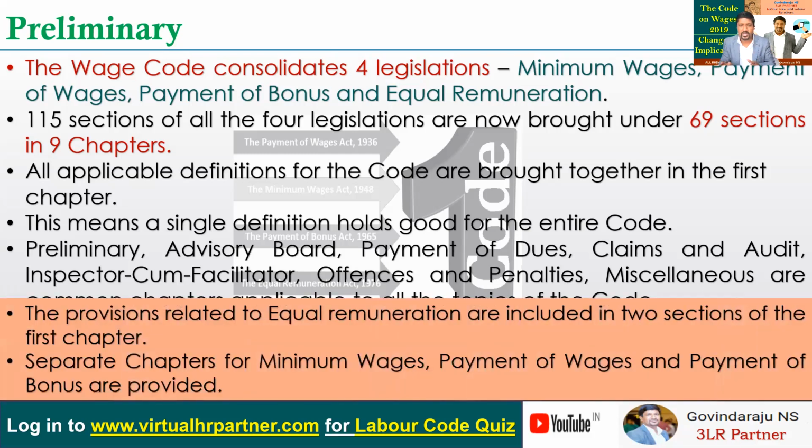However, there are certain chapters which are very specific. For example, since the code also covers the Equal Remuneration Act 1976, the components of this legislation are included in only 2 sections of the first chapter. Minimum wages, payment of wages and payment of bonus are provided in separate chapters because these have very detailed provisions.